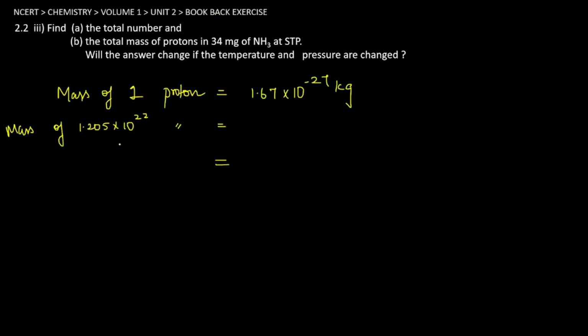In the subdivision B, they have asked to calculate the mass of the protons in 34 milligrams. Mass of one proton is 1.67 into 10 power minus 27 kilograms. Then mass of this many protons will be 1.67 into 10 power minus 27 into 1.205 into 10 power 22 that we have calculated. The answer of this multiplication will be 2.01 into 10 power minus 5 kilograms. And this will not change if the temperature and pressure are changed because mass is constant throughout.